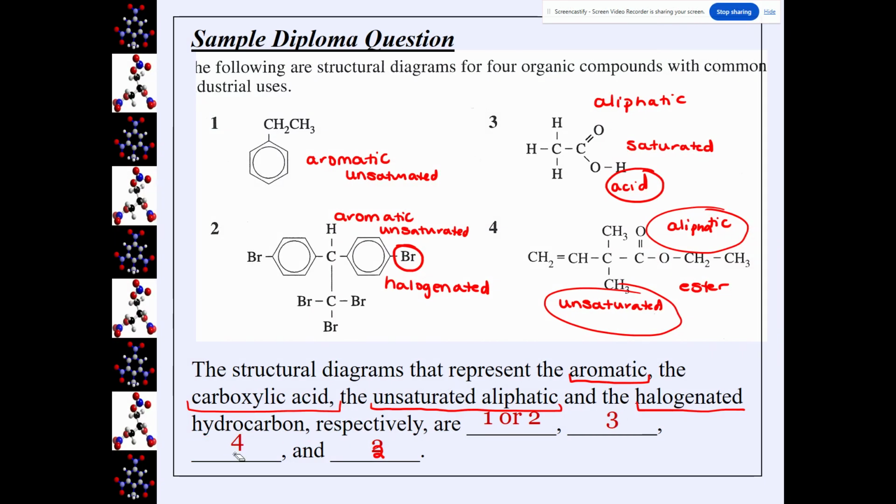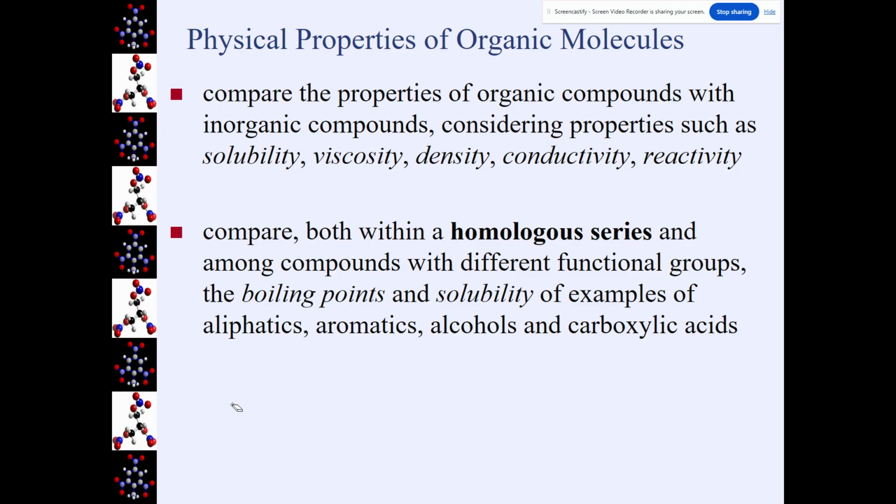If you could repeat the numbers, your first one could be a 1 or a 2 because they're both aromatics. Okay? Now, you do want to know some of the following physical properties of organic molecules. We've talked about their solubility. Conductivity, they're all molecular, so they don't conduct, with the exception of acids, because the carboxylic acids are weak acids and they will weakly ionize.